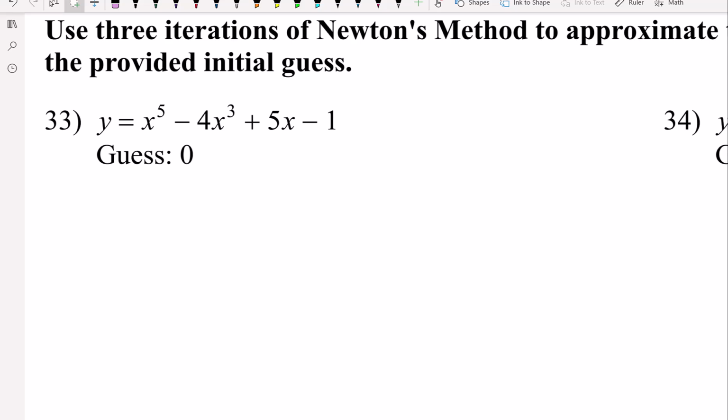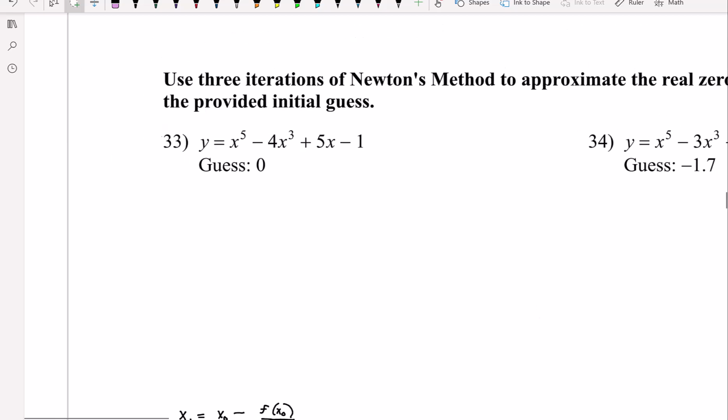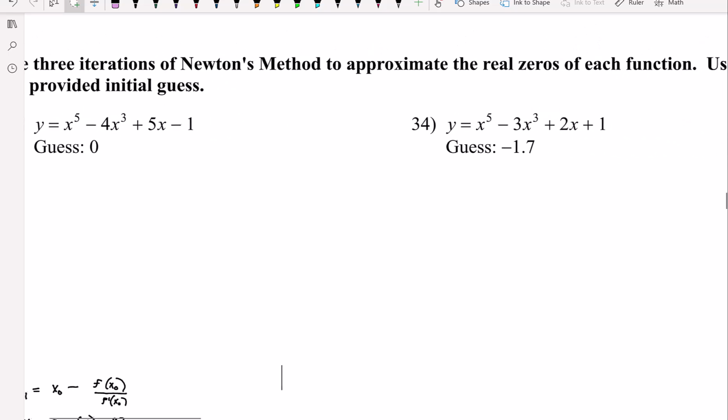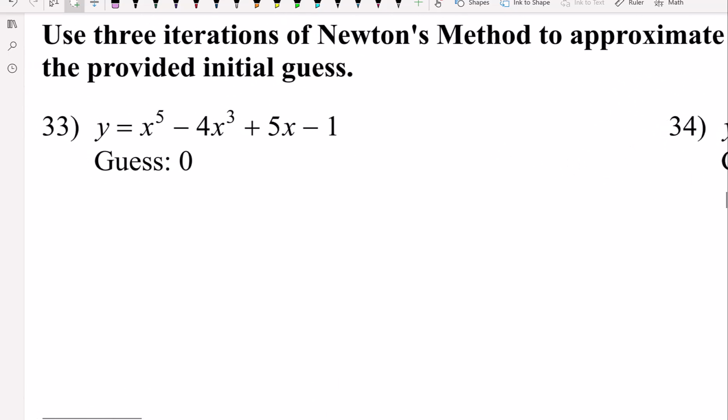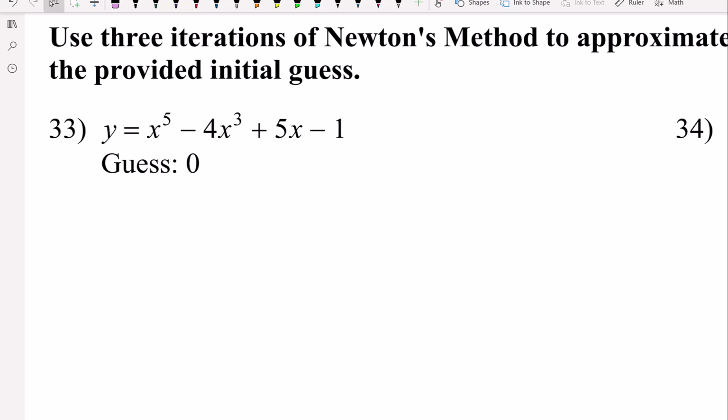Okay, use 3 iterations of Newton's method to approximate the real zeros of each function. Okay, so here is this weird process, and you might have a professor that wants you to keep not three, but you have to maybe get within this close of approximation.